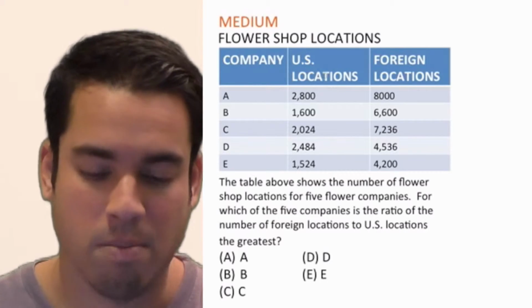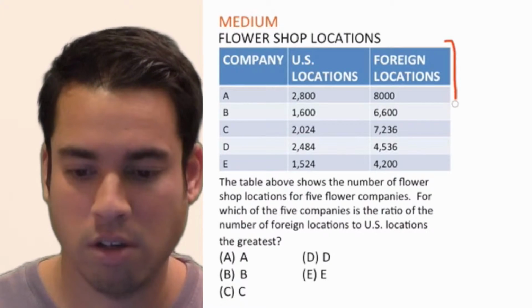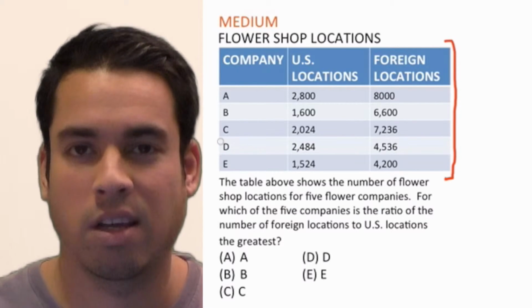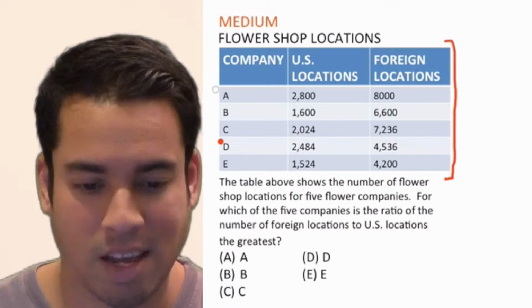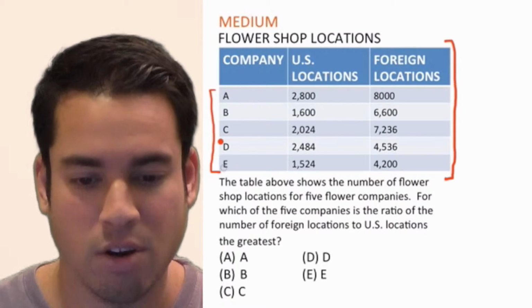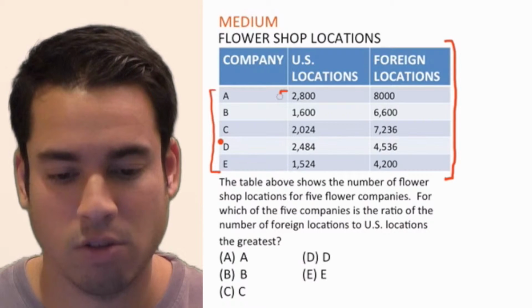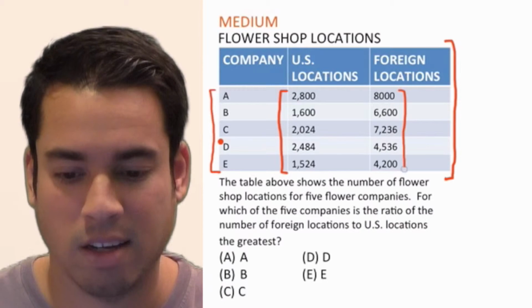So here we go. Here's our medium question. Now here we start off with a chart. All right, so let's take a look first. Now we just want to analyze and make sure we understand all the data in this chart. So we've got these different companies, companies A through E right here. We've got US locations. This looks like the number of US locations right here. And then we've got foreign locations right here.